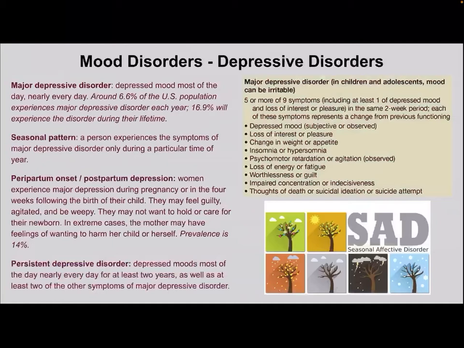Over on the right, you can see the criteria to be diagnosed with major depressive disorder. Oh, this is where it says the 2-week period. You don't need to know all of these details. This is just sort of to show you an example of what the criteria looks like in the DSM.